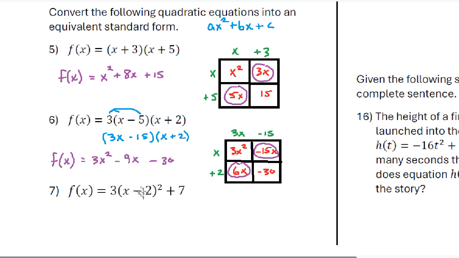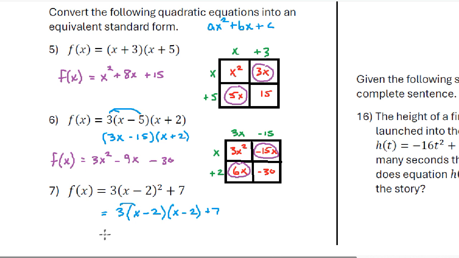So we're going to take this x minus 2 squared. That means there are two binomials here, x minus 2 times x minus 2. So let's go ahead and write that out. So we've got f of x equals 3 times x minus 2 times x minus 2 plus 7. And now I'm going to handle this the same way I did on number 6. I'm just going to go ahead and distribute that 3 into the first binomial.